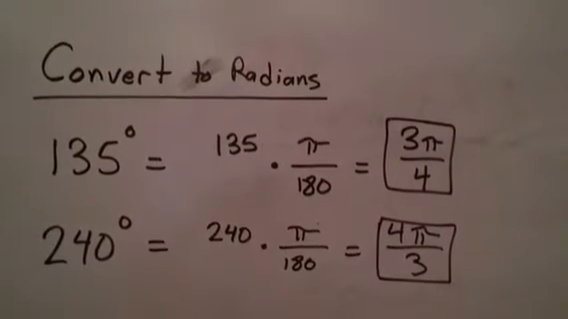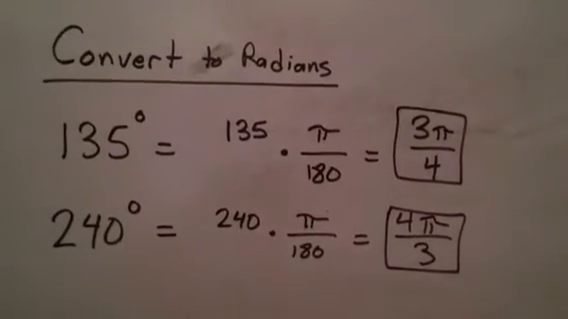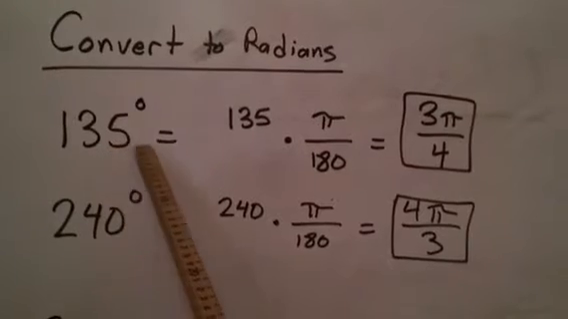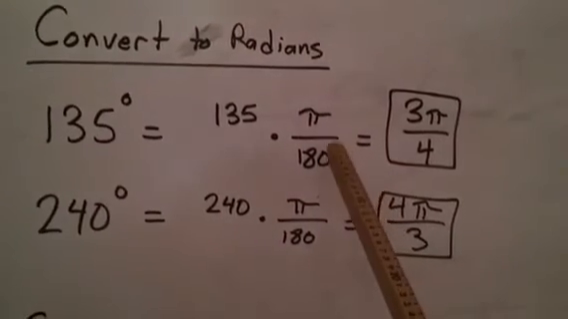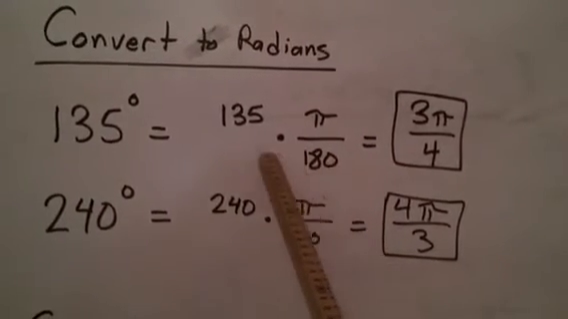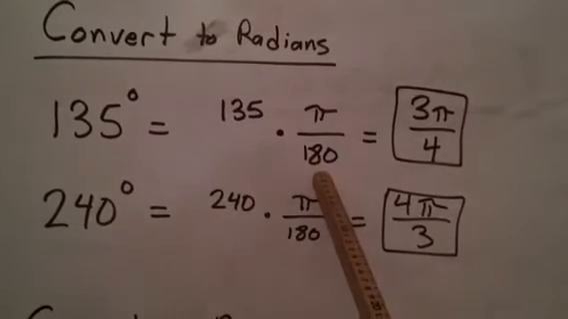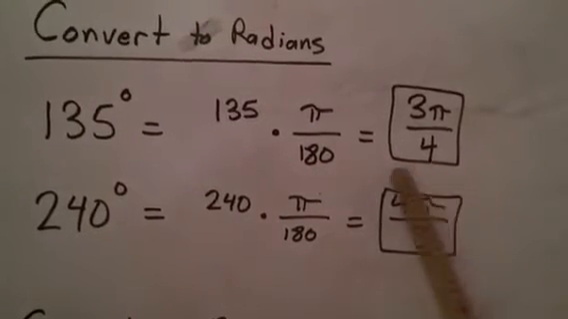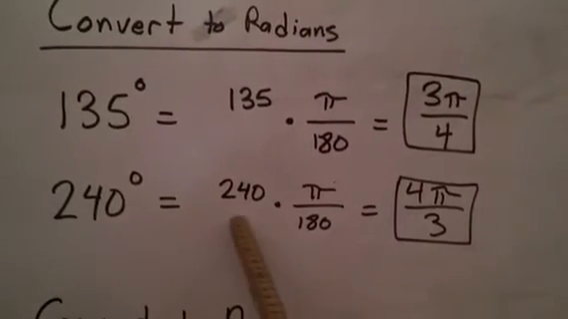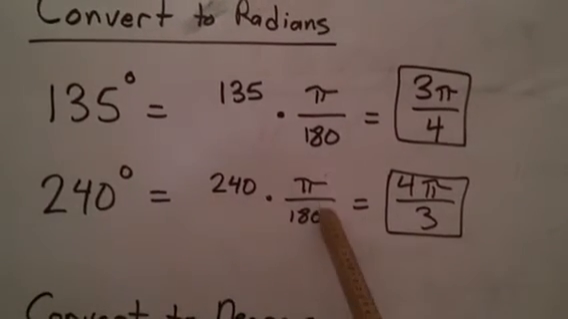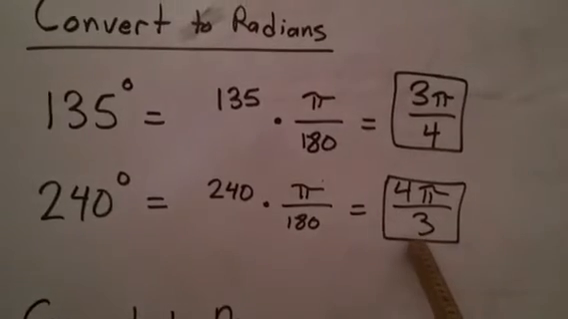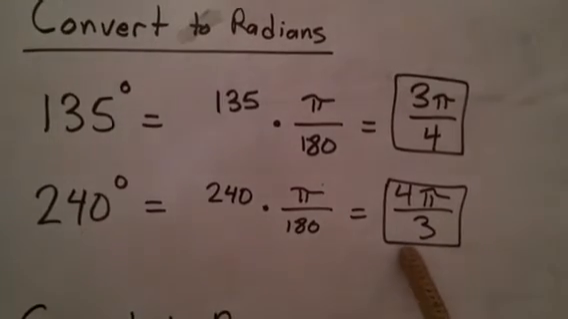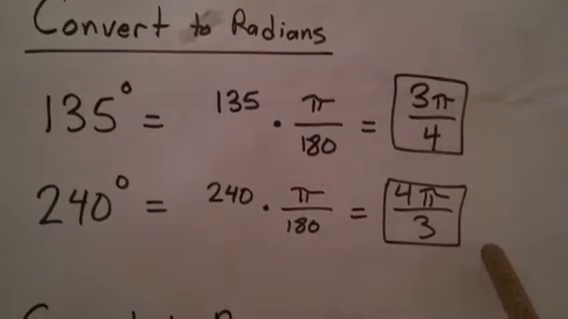To convert from degrees to radians, you take your angle and you multiply by pi divided by 180. 135 times pi over 180 reduces to 3/4 pi. 240 degrees multiplied by pi over 180 is 4 pi over 3. These are now in radians.